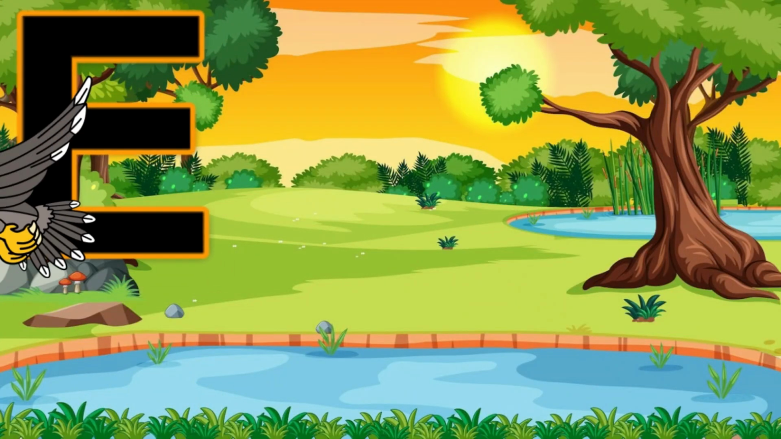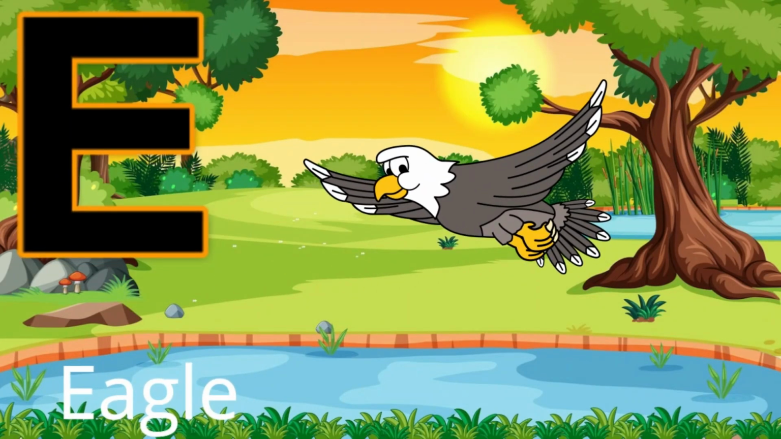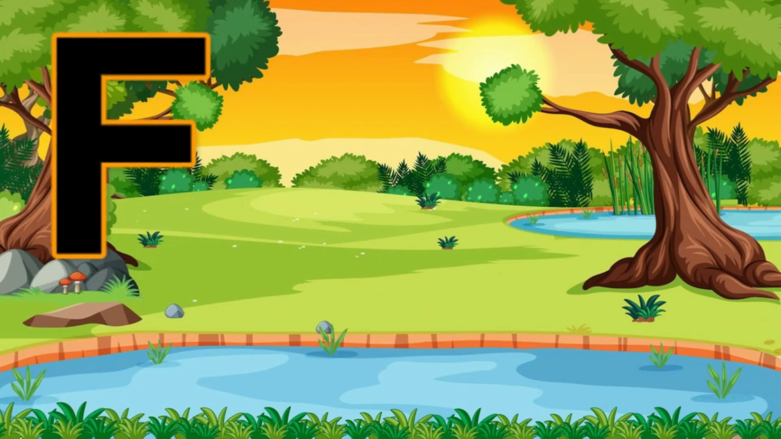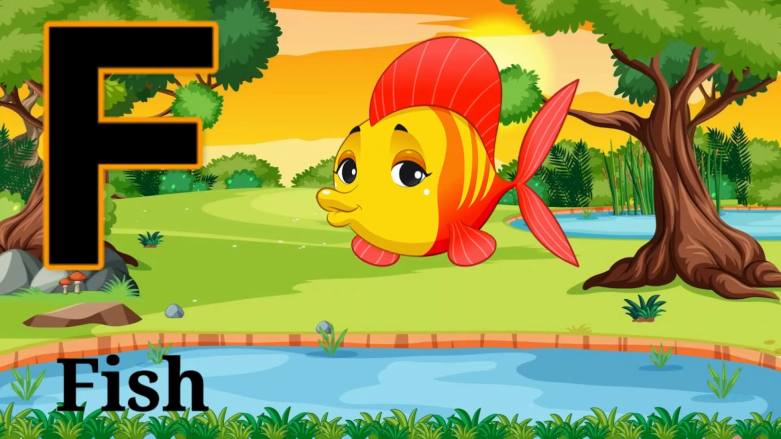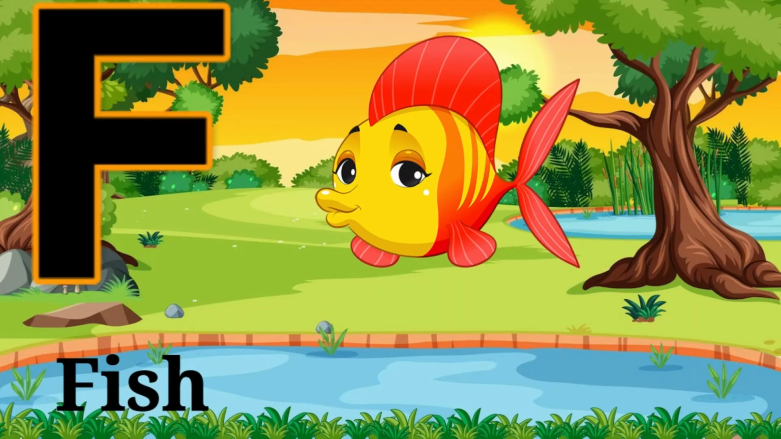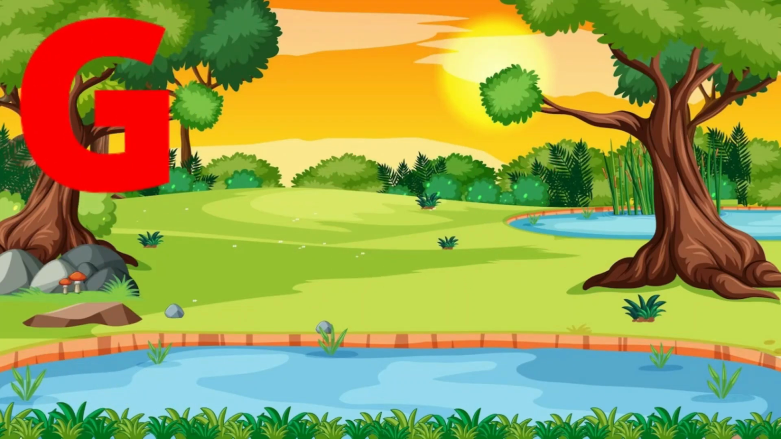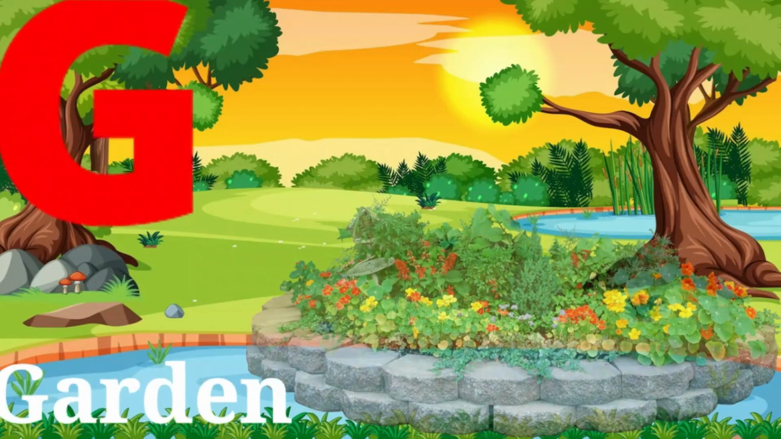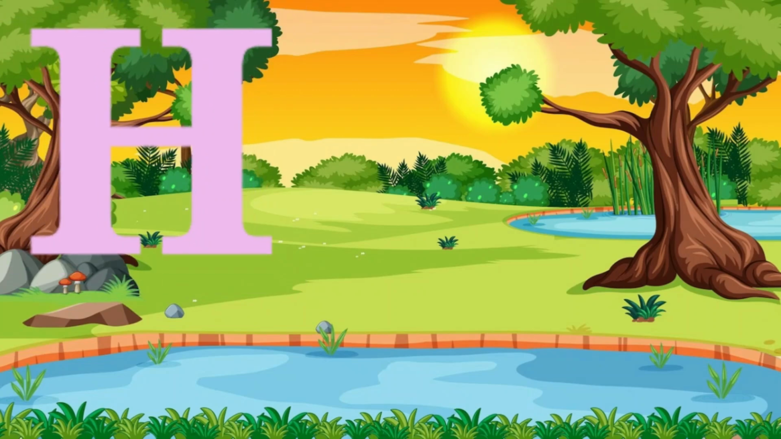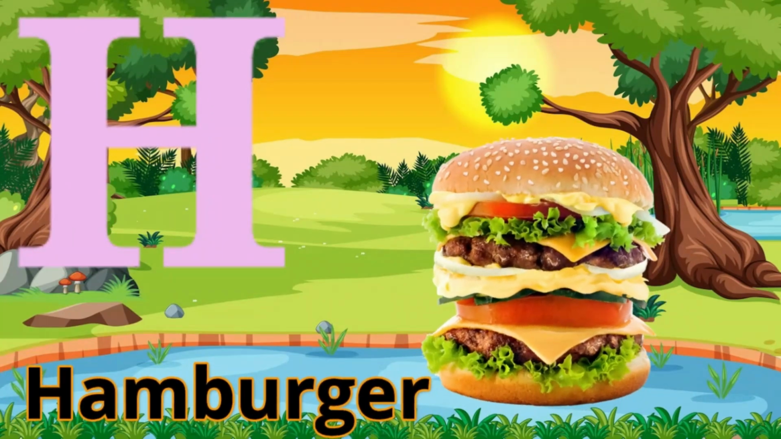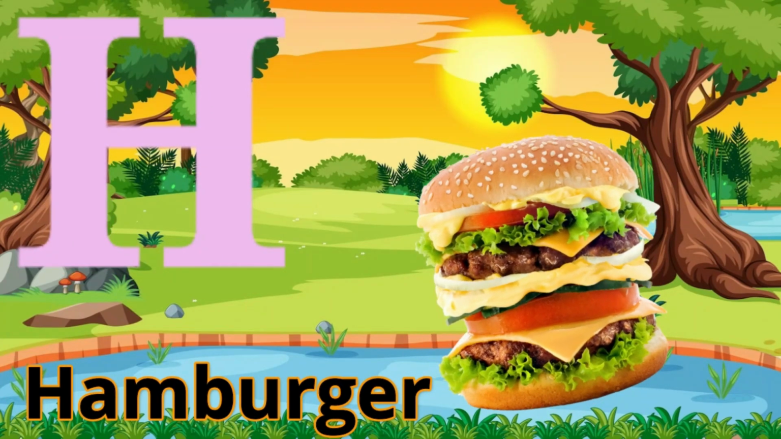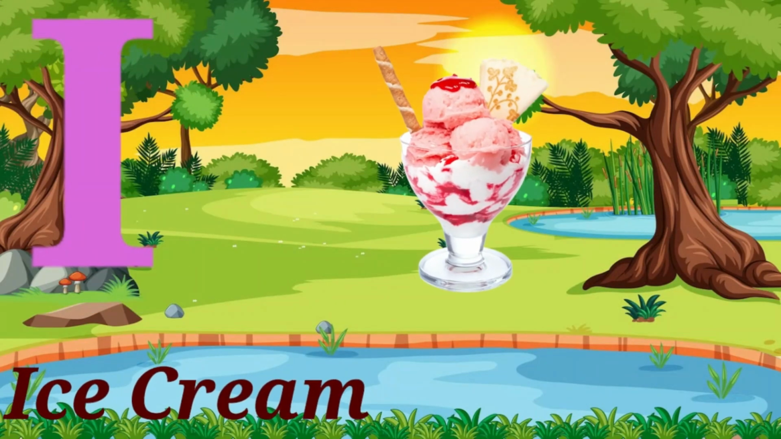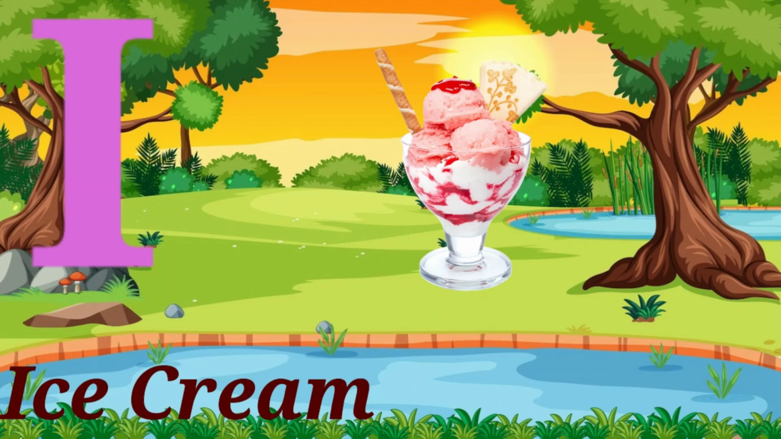E for eagle. F for fish. G for garden. H for hamburger. I for ice cream.